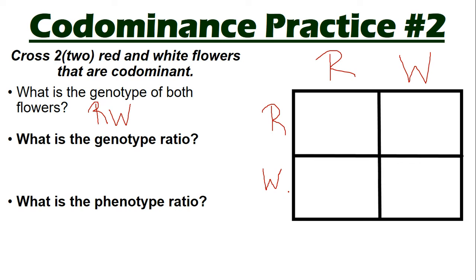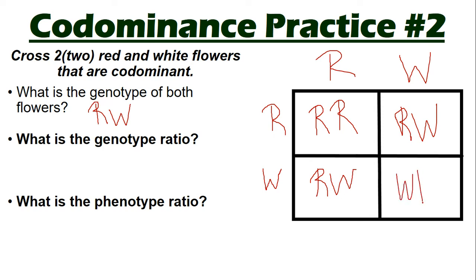5, 4, 3, 2, 1. All right, let me solve this. In this first box, we're going to bring down the R. We're bringing the R over. Next box, bring the W down, bring the R over. We get R, W. This next box, bring the R down, bring the W over, R, W. And this last one, W down, W over.